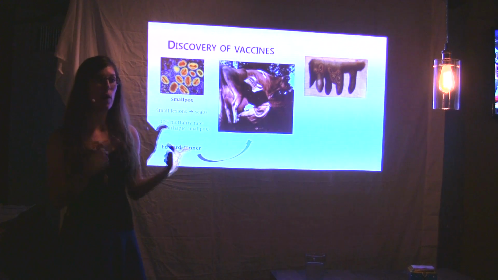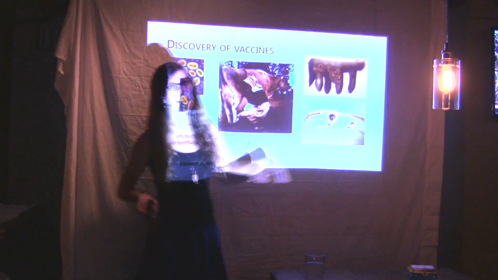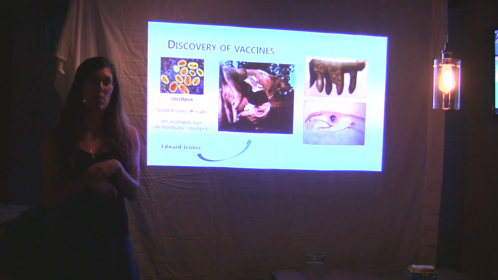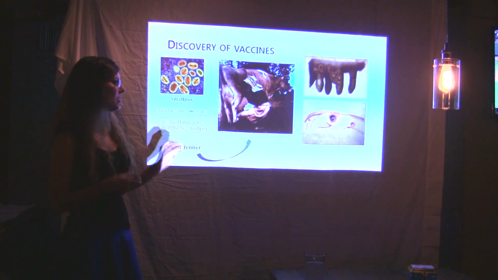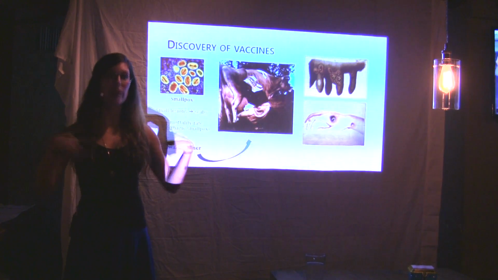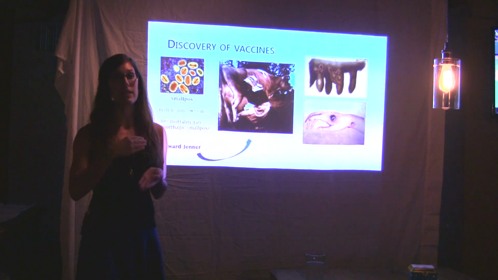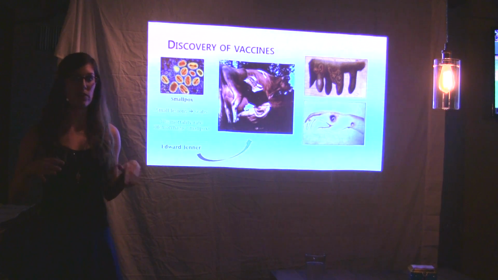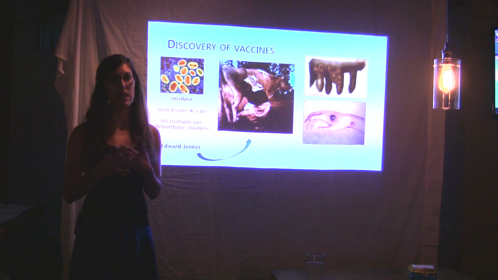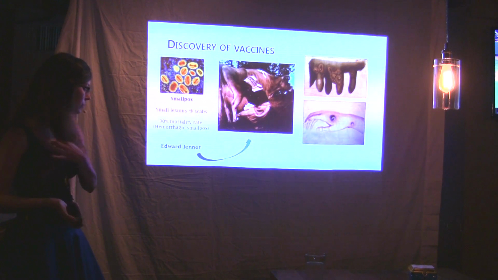And when the milkmaids would go out and milk the cows with cowpox, they would get small lesions on their hands. And so they were getting infected with cowpox. The cowpox wasn't lethal. And so with that, they were getting enough of an infection that their body was preparing their immune system such that if they encountered smallpox, they would now be protected against it. And so that was kind of the foundation of how he was able to discover vaccination. And this was in the late 1700s.